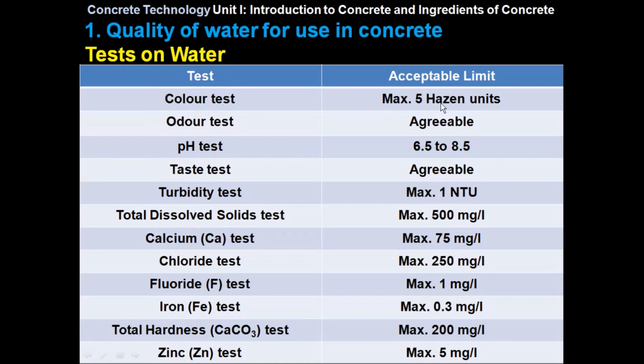The color test 5 Hazen units, odor test agreeable, pH test 6.5 to 8.5, taste test agreeable, turbidity test maximum 1 NTU, that is Nephelometric Turbidity Unit, total dissolved solids test maximum 5 milligram per liter, calcium Ca test, that is maximum 75 milligram per liter, chloride test maximum 250 milligram per liter, fluoride F test, that is maximum 1 milligram per liter, iron, that is Fe test maximum 0.3 milligram per liter, total hardness CaCO3 test, that is maximum 200 milligram per liter, and zinc Zn test, that is maximum 5 milligram per liter.